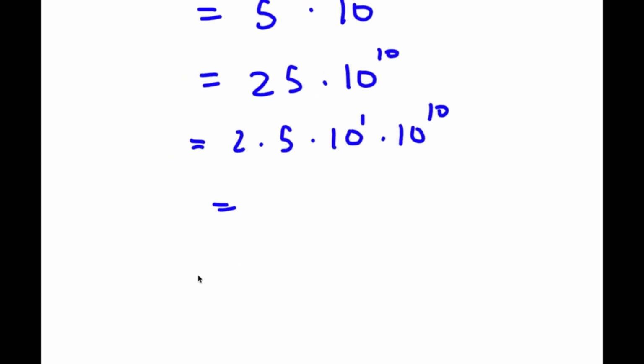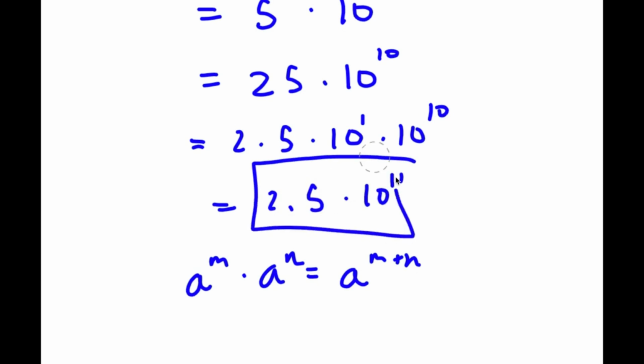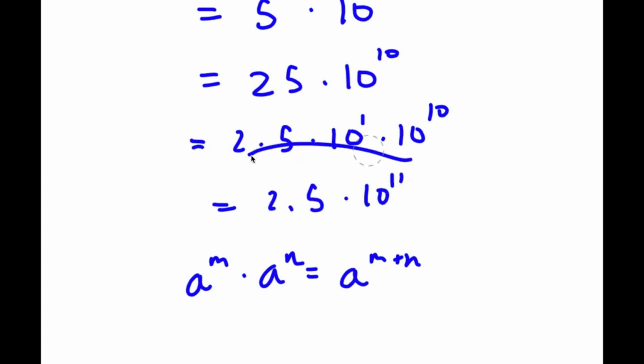And if I have something in the form a to the power of m times a to the power of n, that's equal to a to the power of m plus n. So 10 to the power of 1 times 10 to the power of 10, that's going to equal 10 to the power of 11. So I have 2.5 times 10 to the power of 11. So that's my answer in scientific notation form.